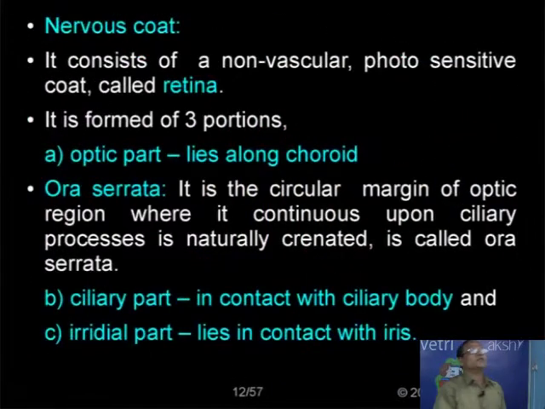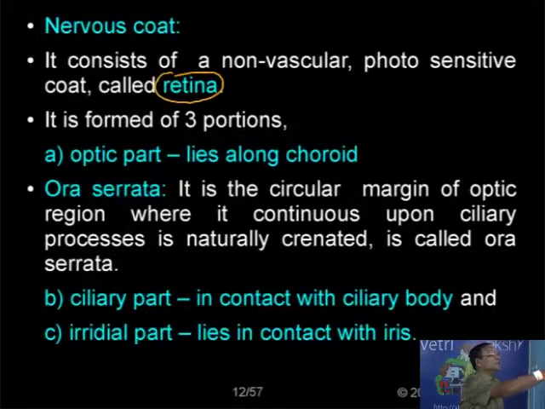Now the nervous coat. We have to talk about the third layer, the nervous coat. This nervous coat consists of a non-vascular, highly light-sensitive or photosensitive layer called the retina, where the image is being formed.